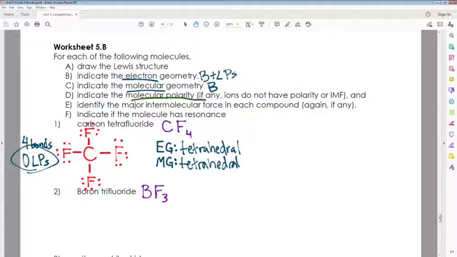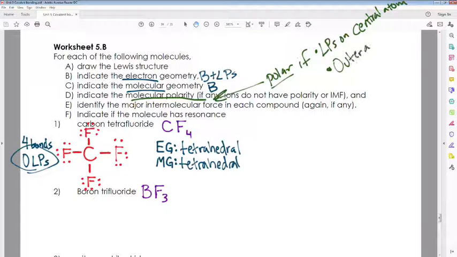Maybe I'll underline polarity that way. Okay, so if we are polar, if we have lone pairs on the central atom, which we do not here, as we already saw, we only have 4 bonds on that central atom. Or if our outer atoms are different. So in this case, that is also not true.